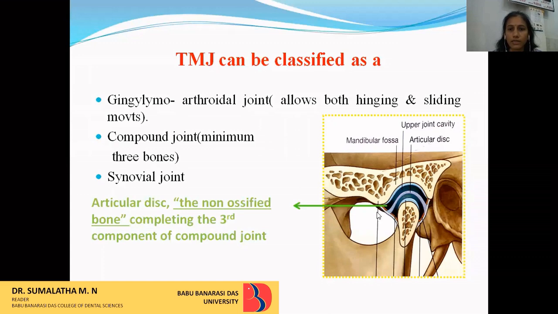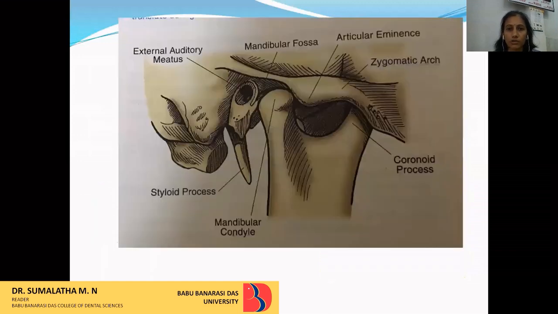As we see in this diagram, this is the mandibular fossa, and this is the articular disc. This articular disc divides the compartment into upper and lower compartments. This articular disc is a non-ossified structure which completes the third component of the compound joint. Along with the mandibular bone and temporal bone, the articular disc is the third component of the temporomandibular joint. That's why it's called a compound joint.